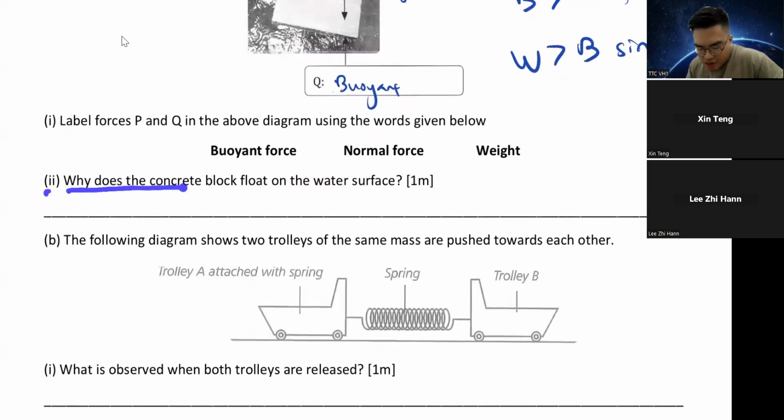So number 2, why does the concrete block float? Because the buoyant force.